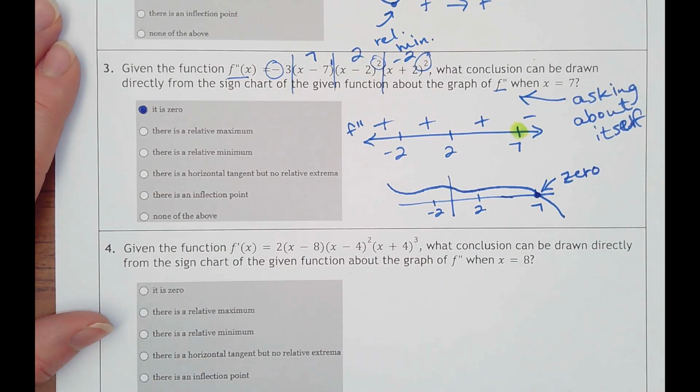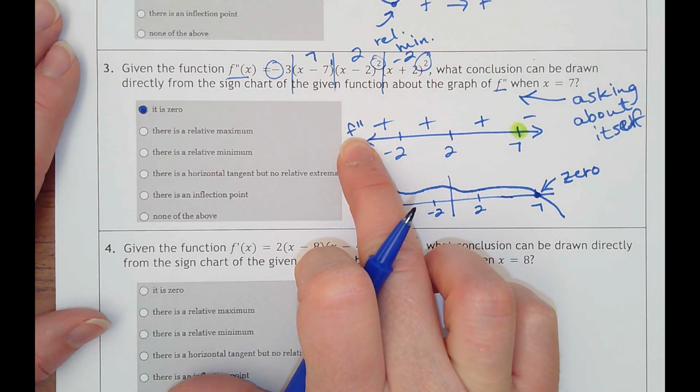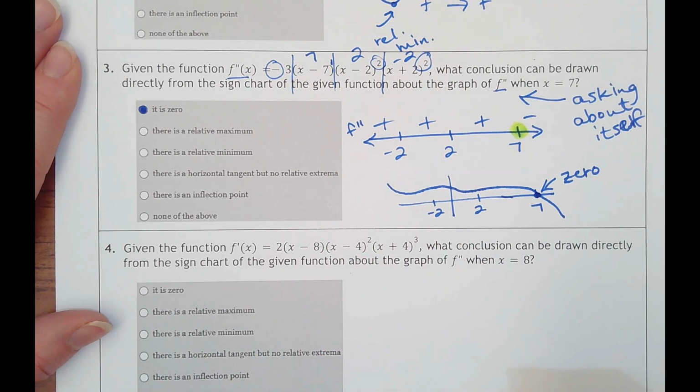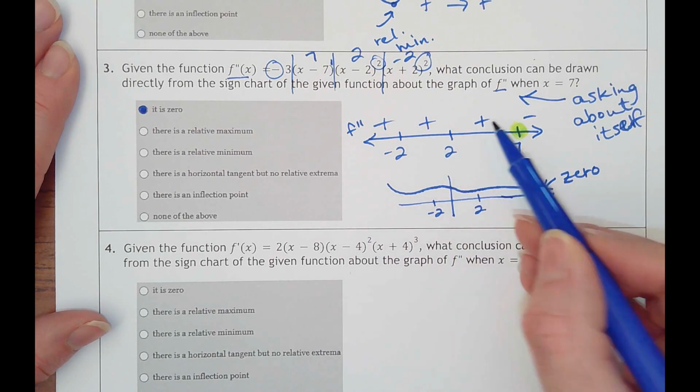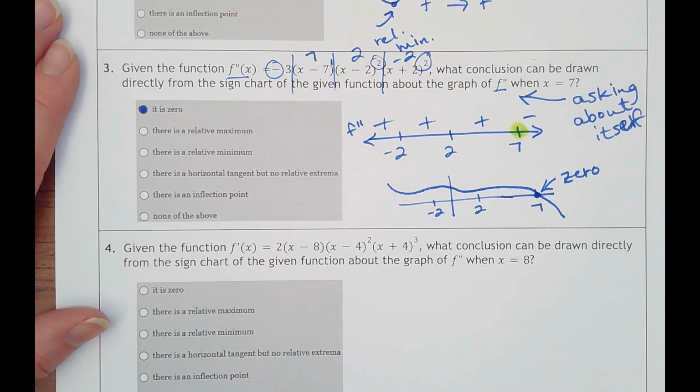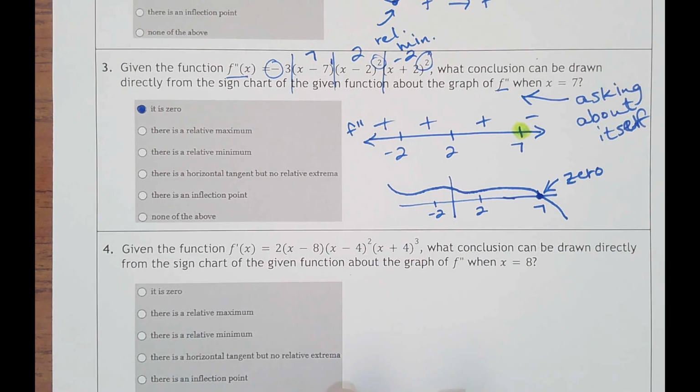Okay, because it was asking about itself. I really don't even care that it was asking about the second derivative. I'm simply asking about a graph of itself. These values would be the zeros, and these values are whether it was positive or negative. And I'll come back to that here in just a minute.